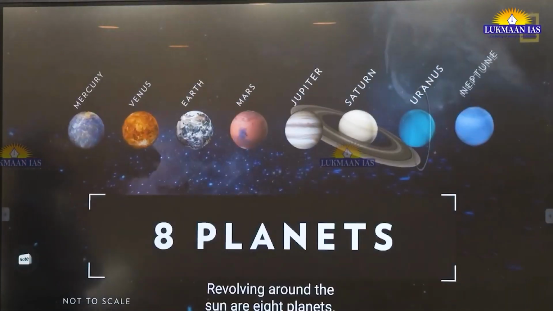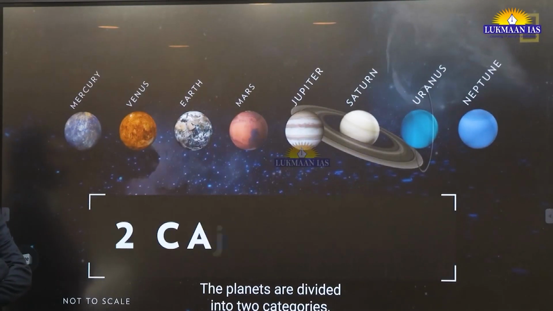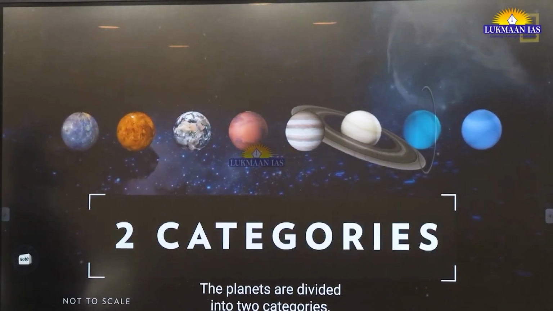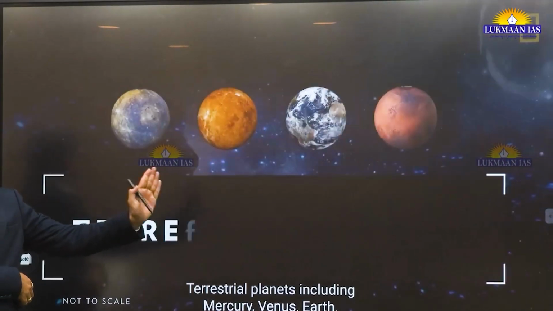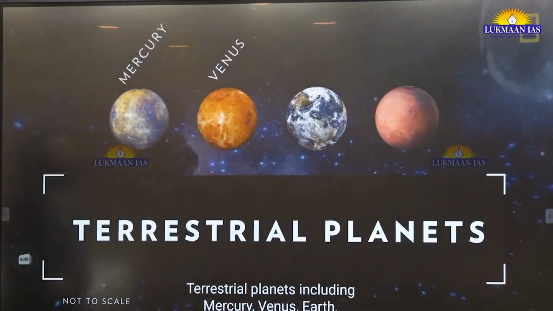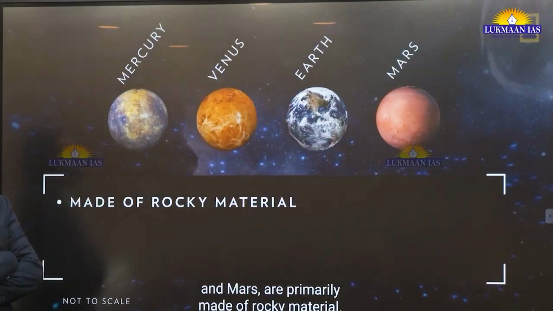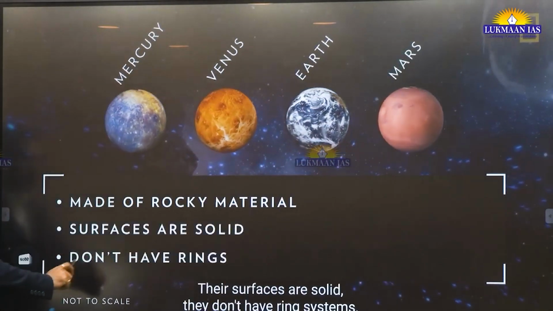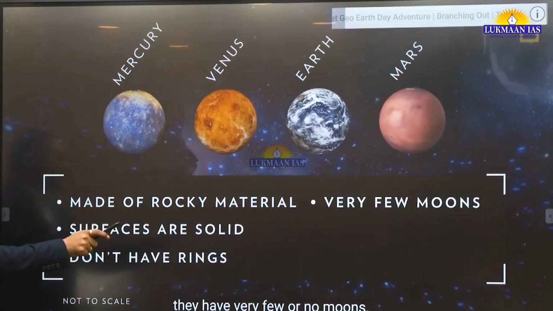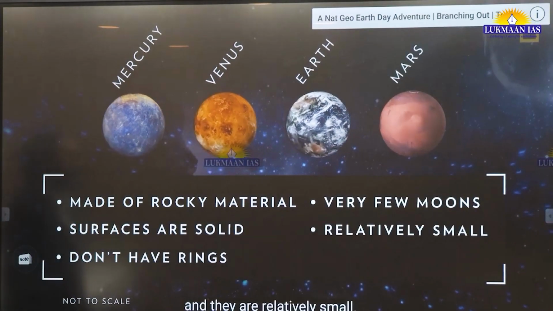Revolving around the sun are 8 planets. The planets are divided into 2 categories based on their composition: terrestrial and Jovian. Terrestrial planets, including Mercury, Venus, Earth, and Mars, are primarily made of rocky material. Their surfaces are solid. They don't have ring systems. They have very few or no moons, and they are relatively small.